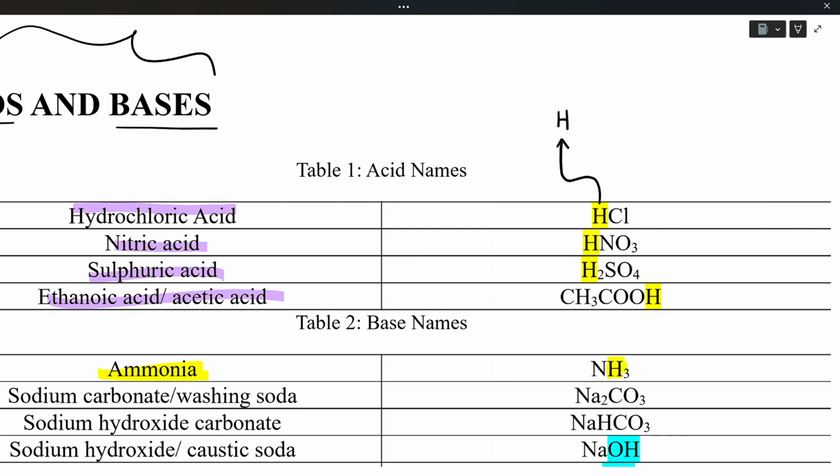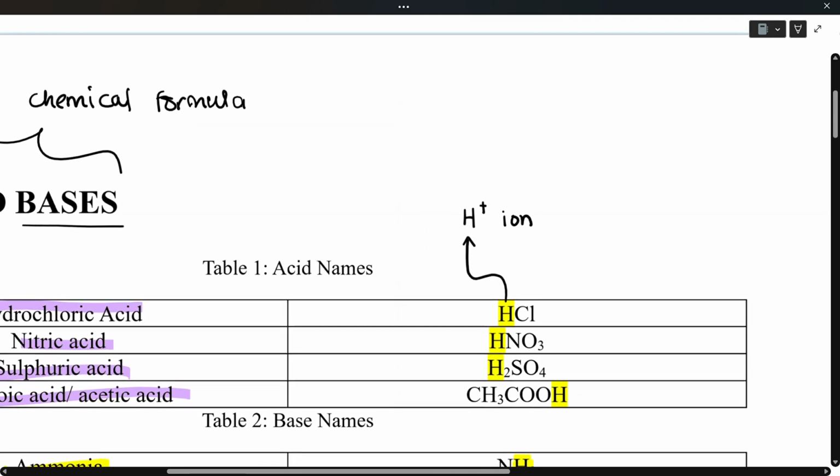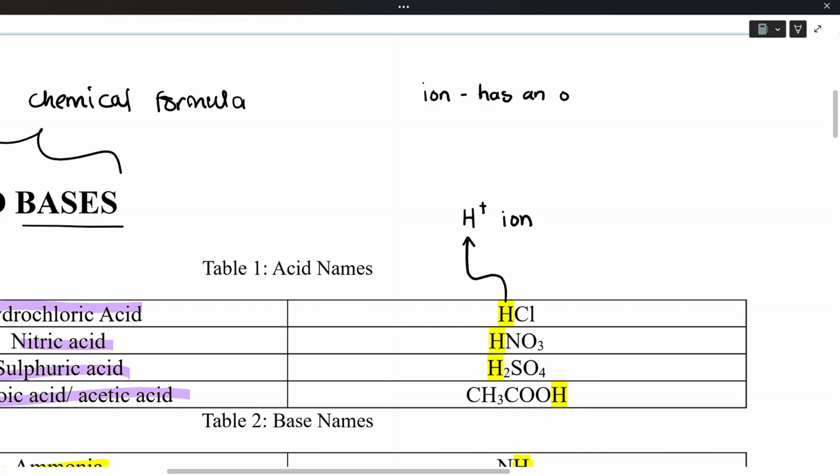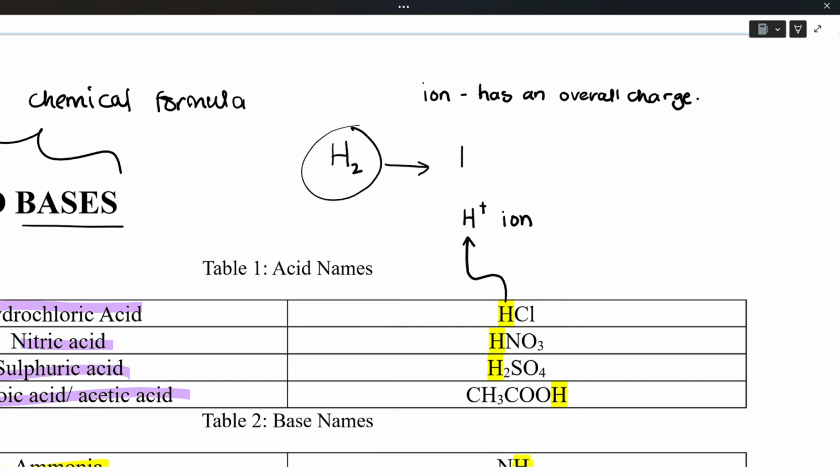It actually has a hydrogen ion. So if we forgot what an ion is, remember that an ion basically has a charge. It has an overall charge. Okay, so what this means is, for instance, if I take hydrogen, which is diatomic H2, this hydrogen breaks up into H+ when it gives off one of its electrons, right? So what happens is it has an overall charge here, which is a +1, and this is what we refer to as a hydrogen ion.